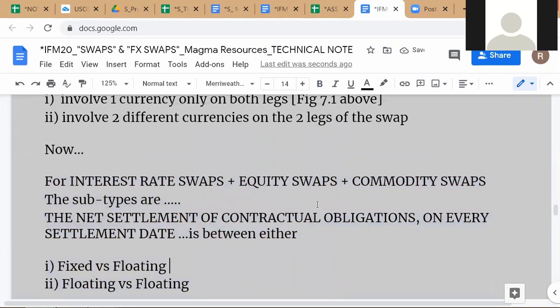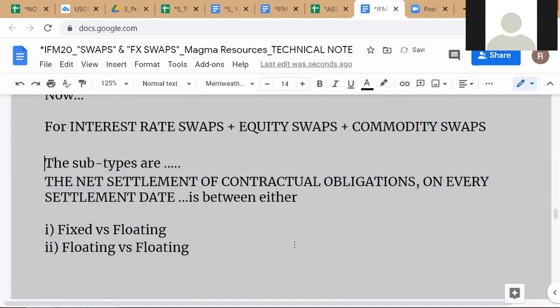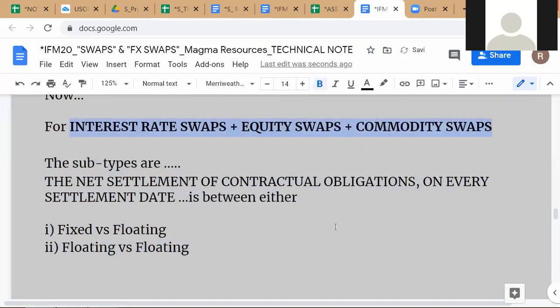there are only going to be two subtypes. For these three products, there are only going to be products which have fixed versus floating legs and floating versus floating legs. For these two, we are not going to discuss in detail. Now we'll go on to a discussion of interest rate swaps. So we are going to discuss fixed versus floating interest rate swaps and floating versus floating interest rate swaps.